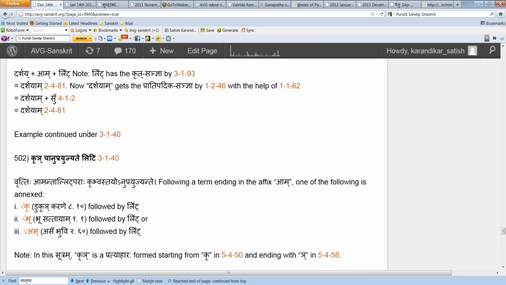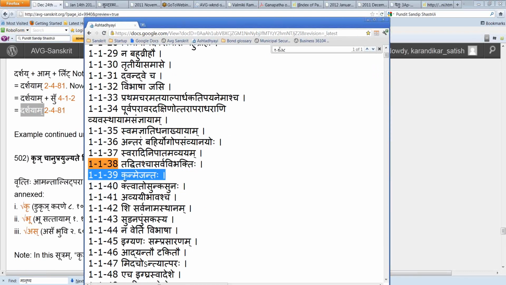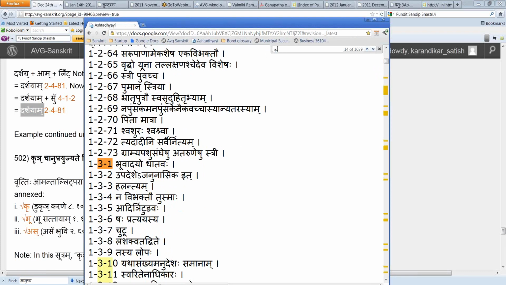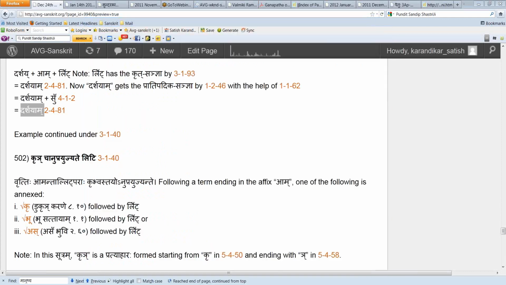Now what happens? We have darshayam. At this point comes the sutram. We say that 3140, because we use 3135 with the Vartikam. So there are these rules 3135, 36, 37, 38, 39, which prescribe the pratyaya am. And then 40 comes and says krunchanu prajate liti. So when the pratyaya am is used, then following that the kring is used. Anuprayujyate means that it is used after that with its own lit pratyaya.